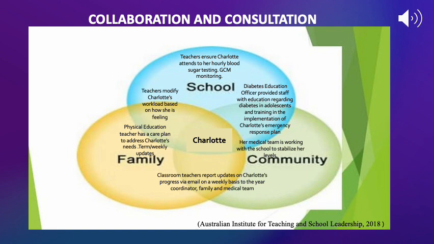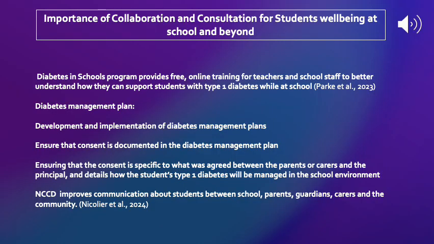Diabetes education officers can provide teachers with education regarding Charlotte's emergency response plan and overall education and training on diabetes in adolescents. For students with type 1 diabetes to be able to fully participate and learn at school, a diabetes management plan is a vital document that outlines how schools can support these students in their daily life. The school works closely with the clinical team, Charlotte, and her parents to effectively implement her daily diabetes management needs whilst at school, which include blood glucose levels, insulin, and constant monitoring.